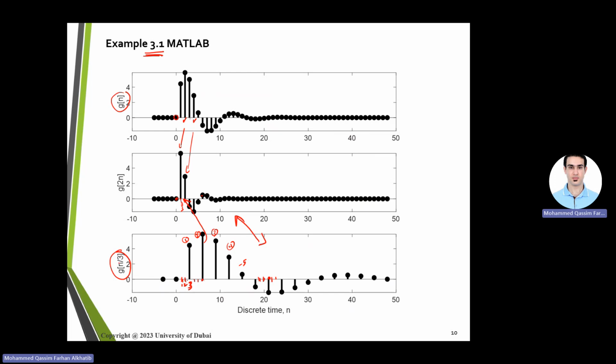Because when you have n over 3, that's the first sample at 3, that's the second sample at 6, that's at 9, at 12, at 15. So when you do it here, that's sample number 0 at 0, that's sample number 1, sample number 2, sample number 3, sample number 4. Yeah, there is an issue there. These two graphs do not align. I need to revise the slide.